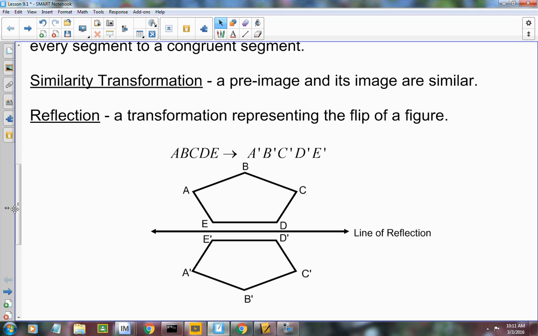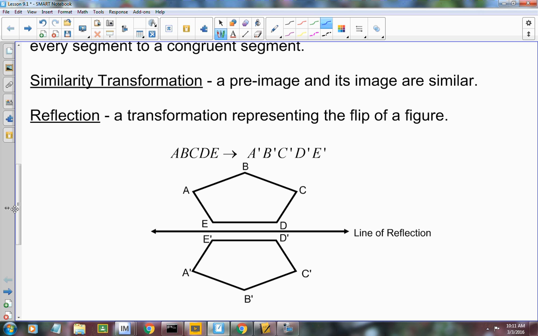This right here can be read A, B, C, D, E maps onto A prime, B prime, C prime, D prime, E prime. Now we use the primes to represent the image. That means that we've taken the A, B, C, D, E and we've mapped it to a new location. That's why we put a little prime right there. You can see here this little pentagon has been reflected over the line of reflection onto A prime, B prime, C prime, D prime, E prime.